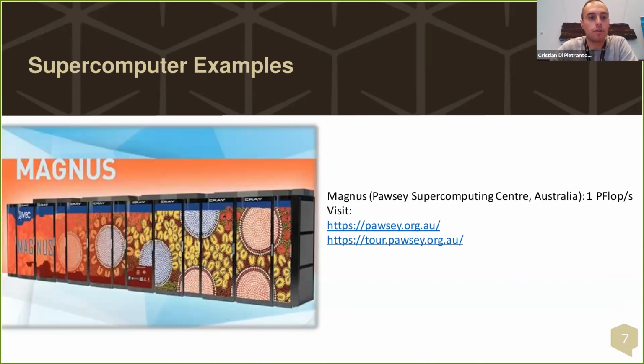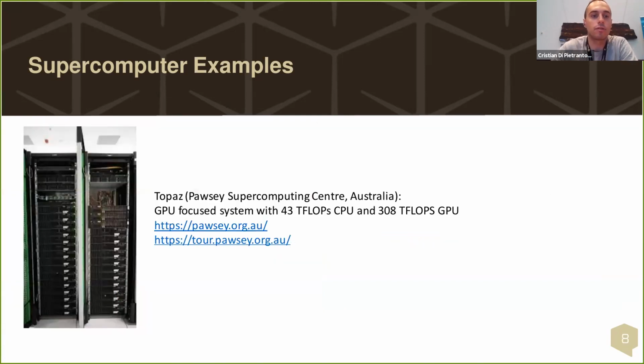Today, we are not going to use Magnus. We're going to use smaller clusters that we host at Pawsey. One is Topaz, which is a GPU-focused system. A system may have CPUs and may also have GPUs. Topaz, of course, has CPUs, but also provides around 40 GPUs for GPU-accelerated computations.